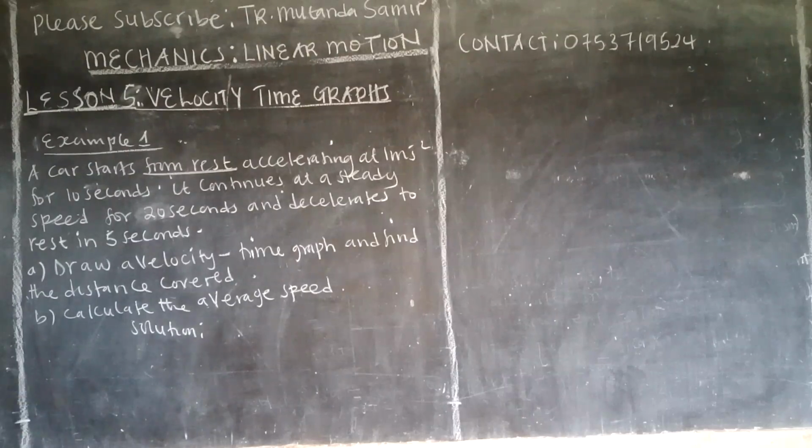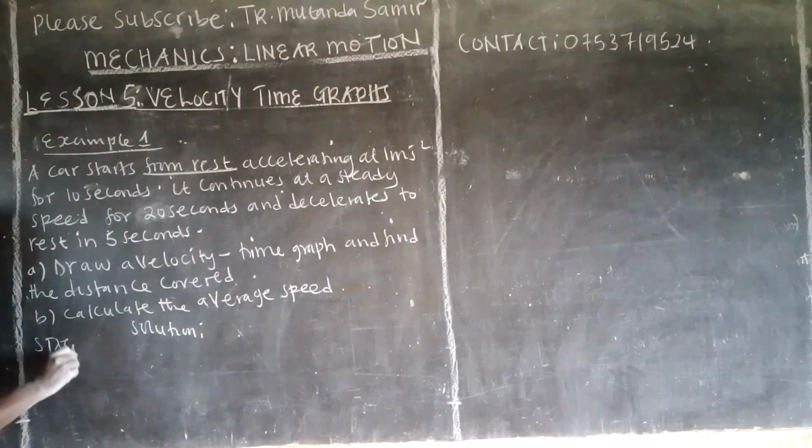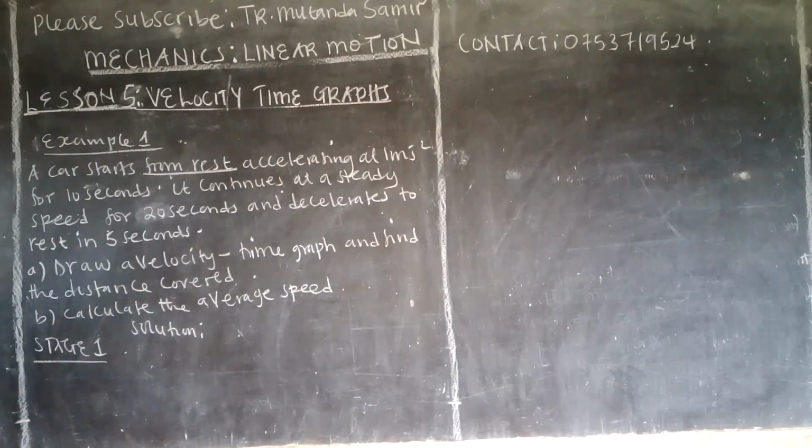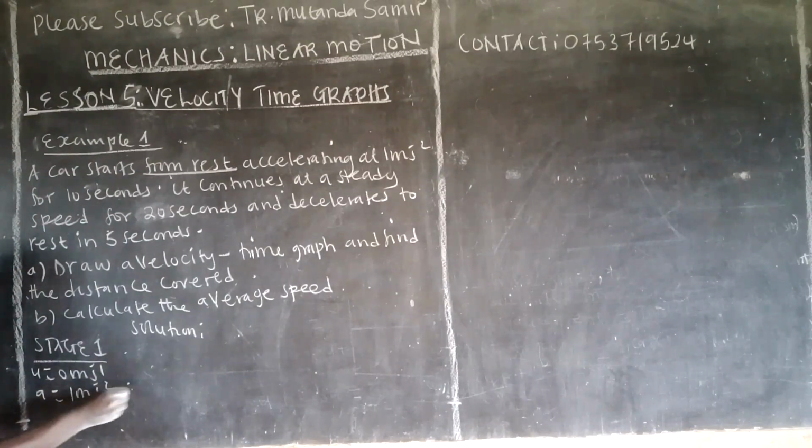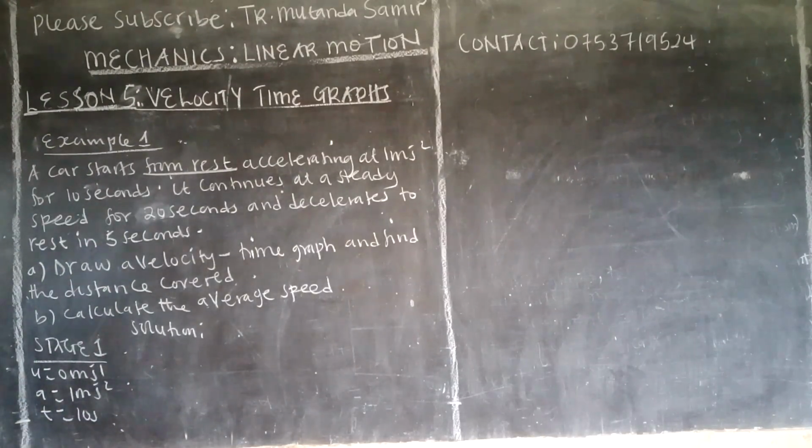Whenever you're summarizing, this will be our stage 1. A car starts from rest, meaning that its initial velocity is 0 meters per second. Accelerating, its a is 1 meter per second squared, for 10 seconds. The time for the first stage is 10 seconds.